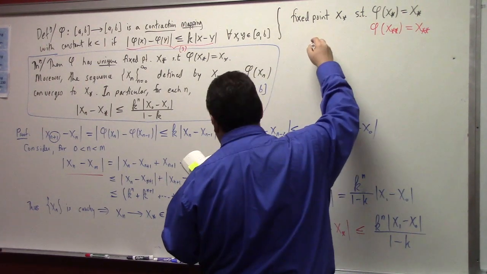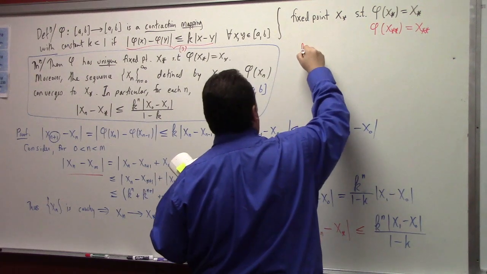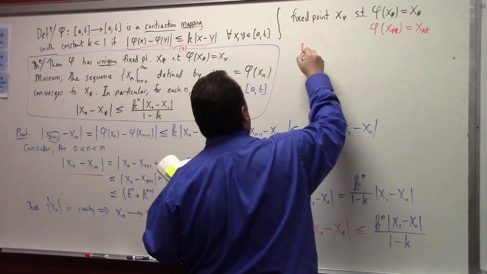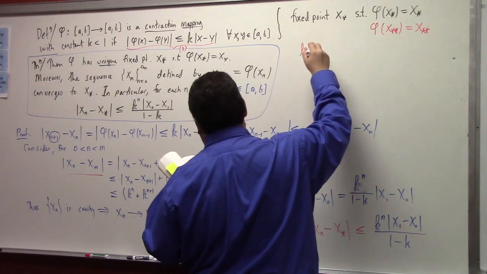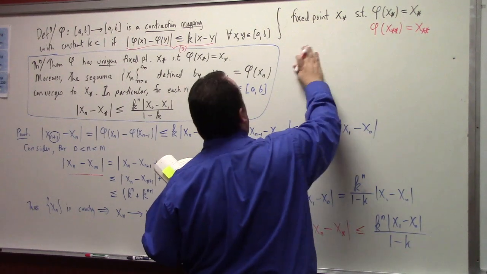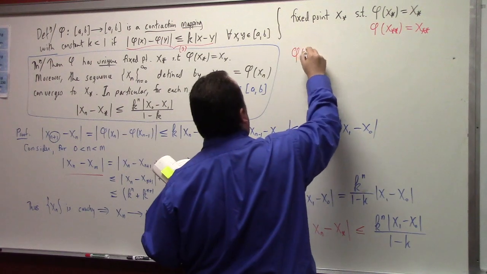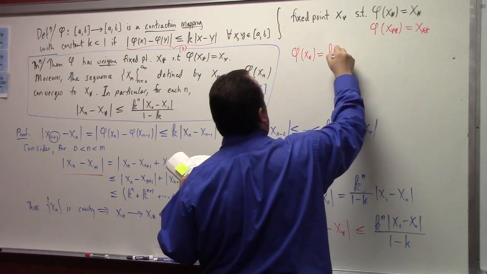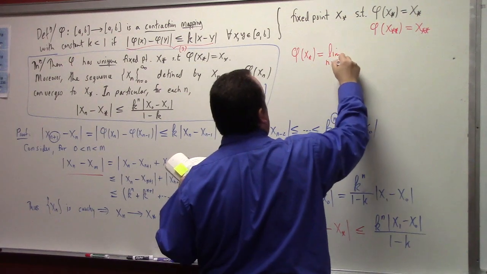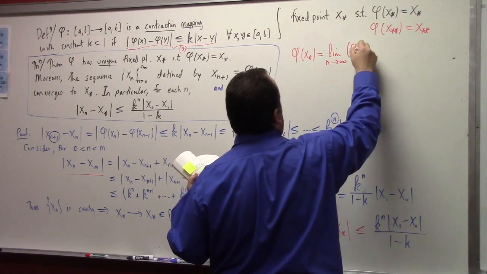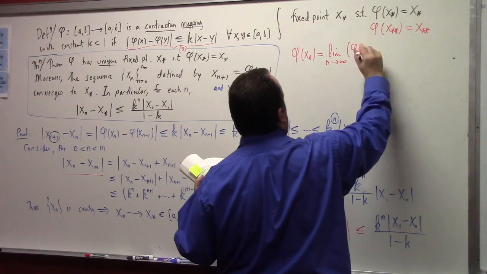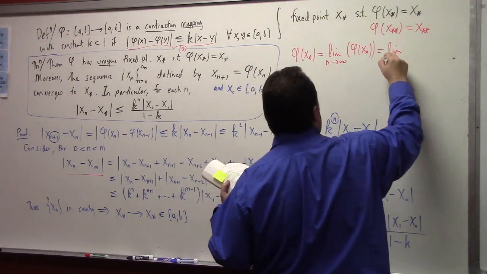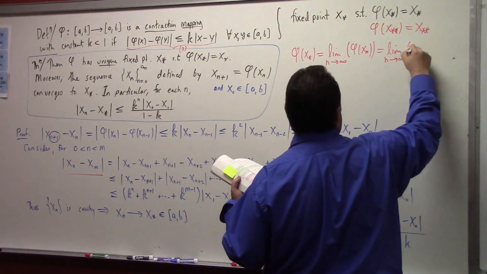Well, I'm not quite to uniqueness yet. Oh yeah, this is the other thing I haven't done yet, right? So the limit. Phi of x star is the limit as n goes to infinity of phi of xn, which is the limit as n goes to infinity of xn plus 1.